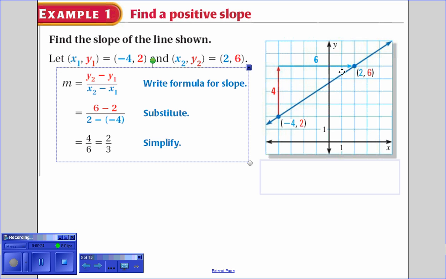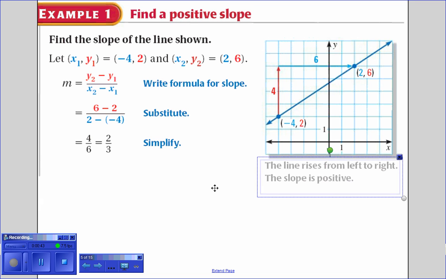Now let's find the distance between the x values. You can subtract the x values. 2, subtract negative 4. 2 minus negative 4 is 6. You can see on the graph that they're 6 units apart horizontally. If you write that as a ratio, then our ratio would be 4 over 6, or 2/3. Therefore, the slope of this line is 2/3. You'll notice that the line rises from left to right, and the slope is positive.